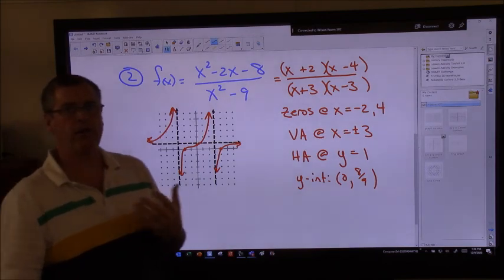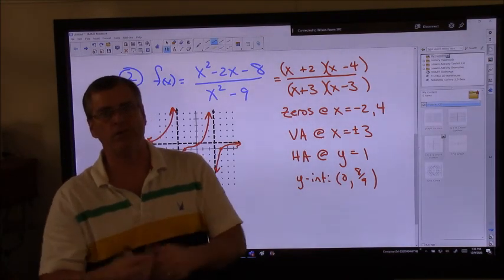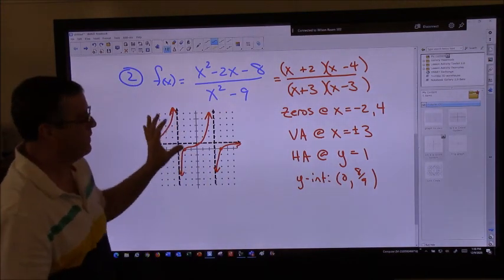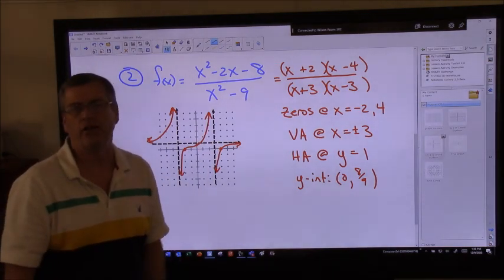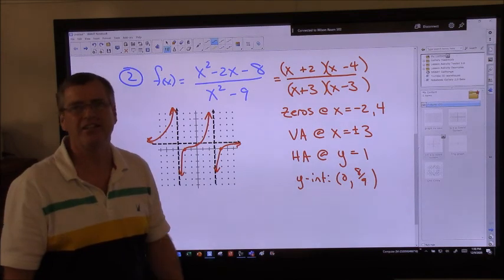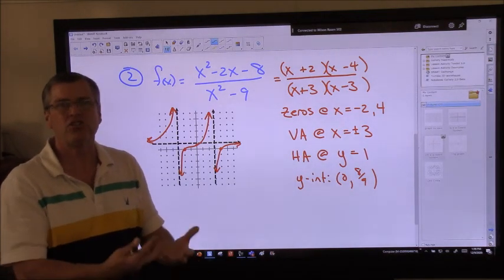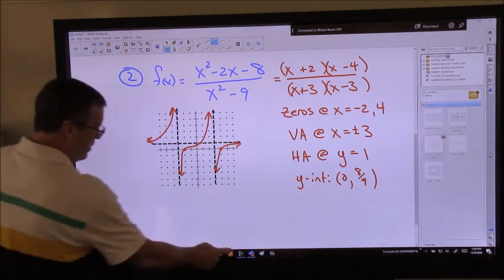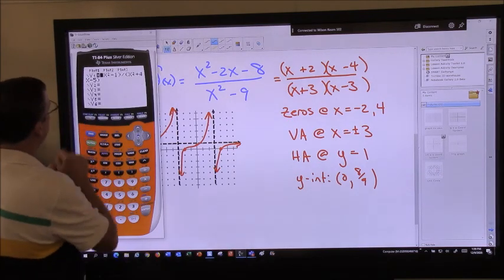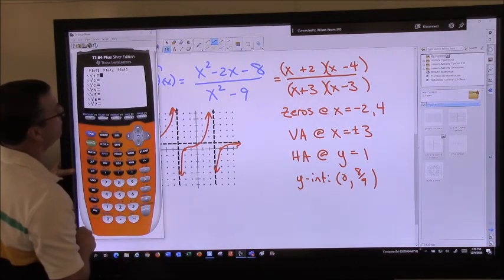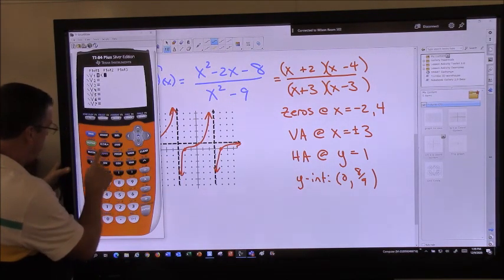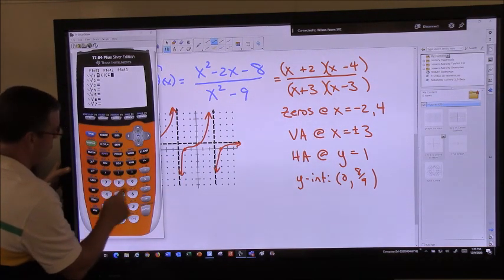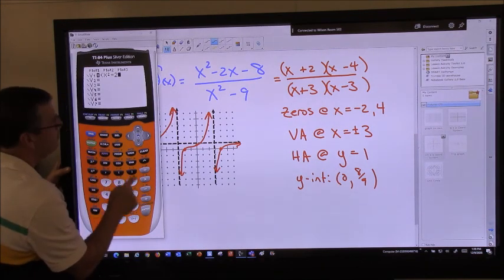So now, of course, I want to double check this, and you guys should always double check. Don't ever just write down an answer and move on to the next problem and go, yeah, I'm sure I got it right, or I hope I got it right, or I don't really care if I got it right. No, check. Let's make sure we're getting it right. So let's graph this. We'll go to y equals, clear out the old graph. Still have to put it inside parentheses. So in parentheses, I've got x squared minus 2x minus 8.